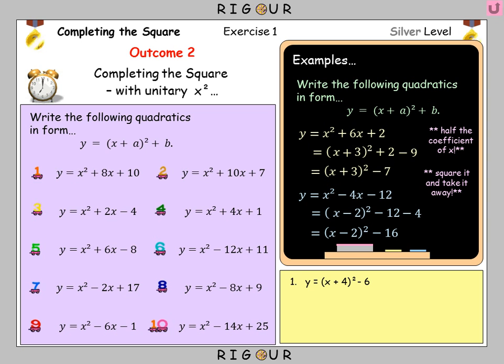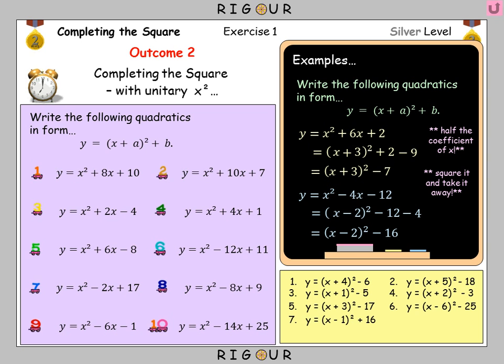So we have x plus 4 all squared minus 6, x plus 5 all squared minus 18, x plus 1 all squared minus 5, x plus 2 all squared minus 3, x plus 3 all squared minus 17, x minus 6 all squared minus 25, x minus 1 squared plus 16, x minus 4 squared minus 7, x minus 3 all squared minus 10, and x minus 7 all squared minus 24.